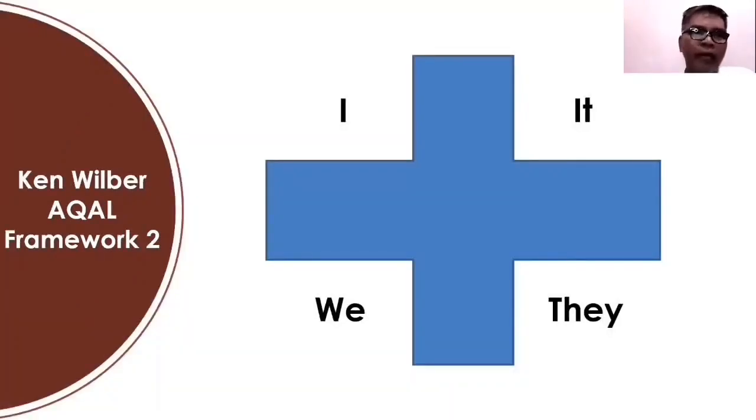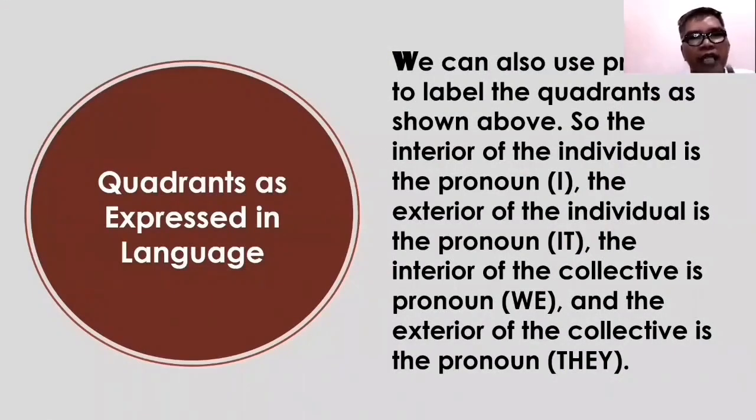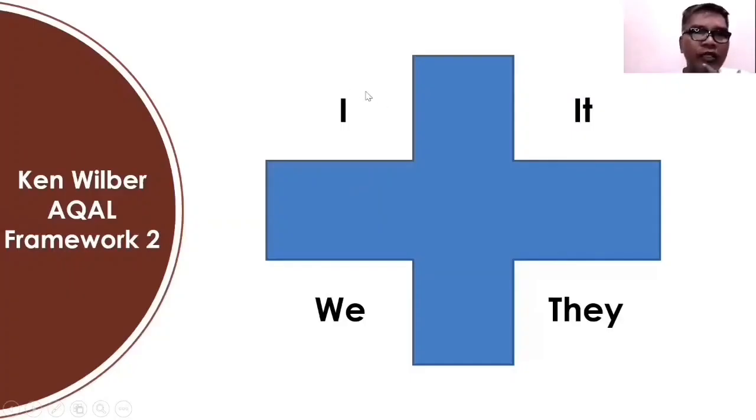Framework 2 of Ken Wilber's AQAL. This time we change it with pronouns. So that is why framework 2 is quadrants as expressed in language. This time we use pronouns. So I is singular, individual, interior. You said I, ako. It, ito. We, kami. They, sila.